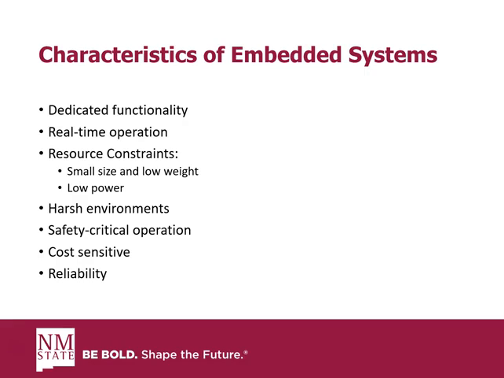Then we have resource constraints. Embedded systems often operate with limited resources. This means small size and low weight. Think of tiny sensors in wearables or drones. Low power is essential for battery powered devices like smartphones or remote sensors. Many embedded systems operate in harsh environments, from extreme temperatures in industrial settings to the vibrations of a rocket launch. They must be robust and reliable.